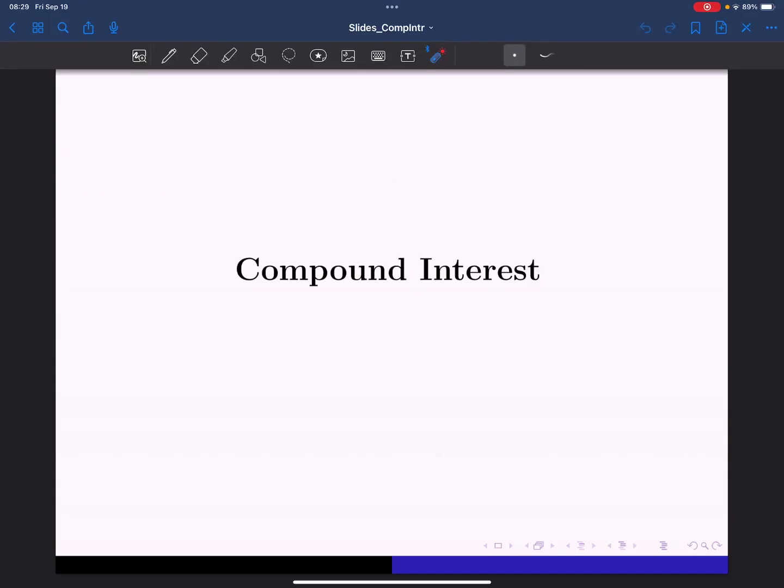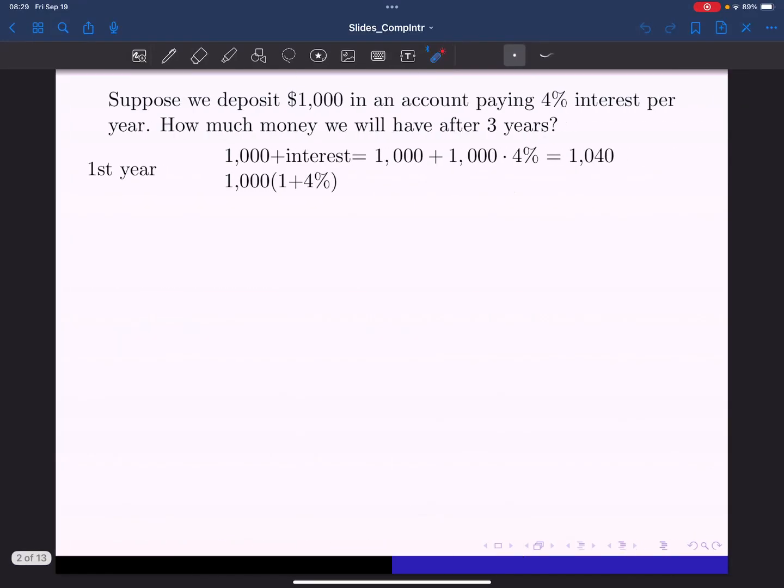Compound interest. Suppose we deposit 1,000 in an account paying 4% interest per year. How much money will we have after 3 years?